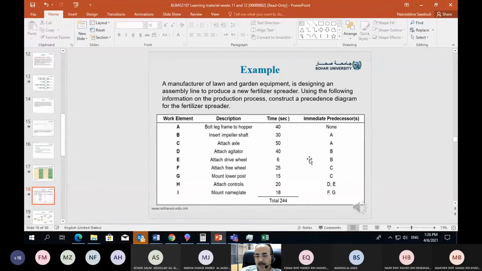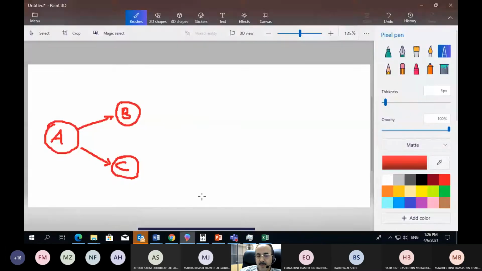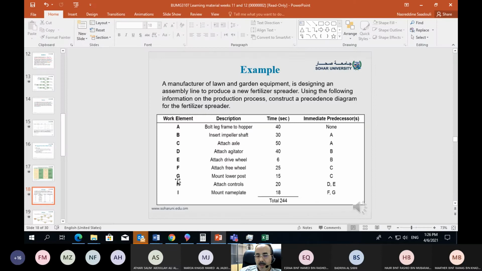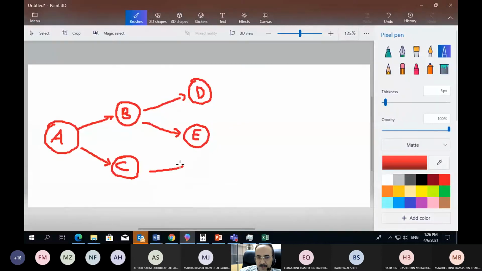Then I look at the following. D and E both require B. You see, D and E both have B as a predecessor. What does that mean? I'll come here and say, okay, a node representing D and a node representing E. So B is a predecessor to D, and a predecessor to E. Then F and G both have C as predecessor. So from C I have an arrow going to F and one going to G.